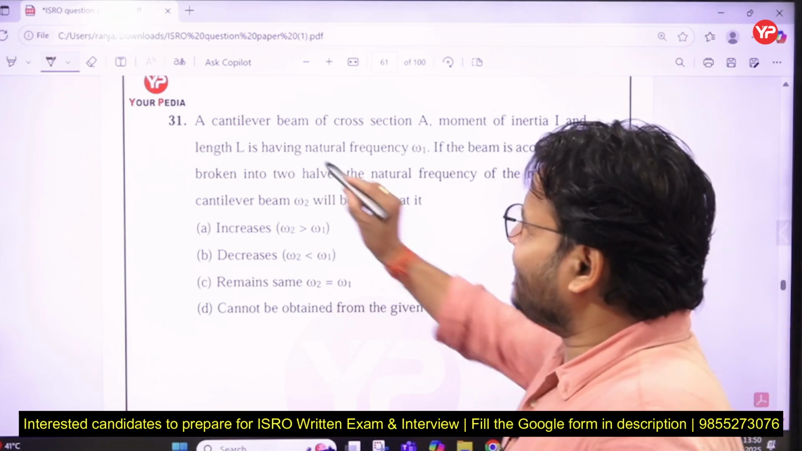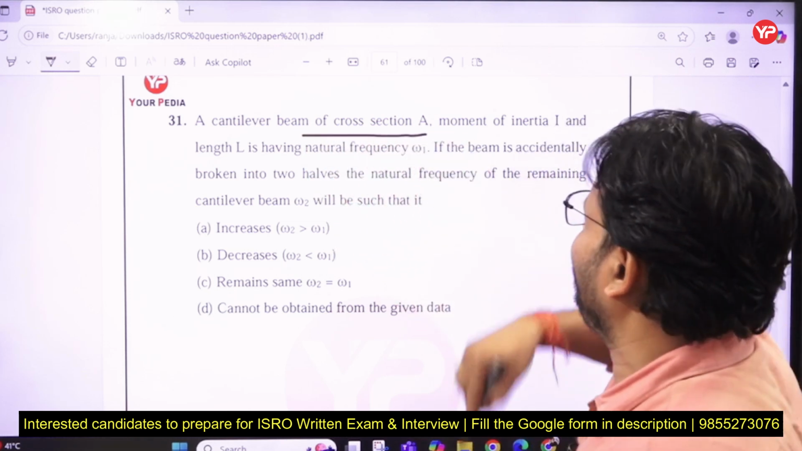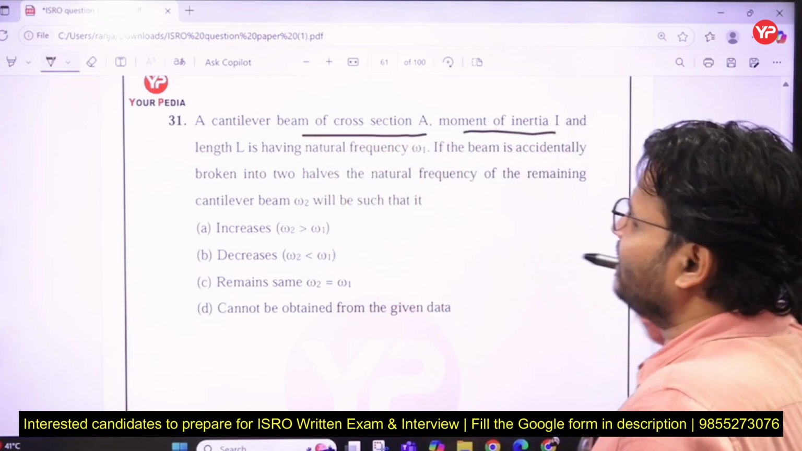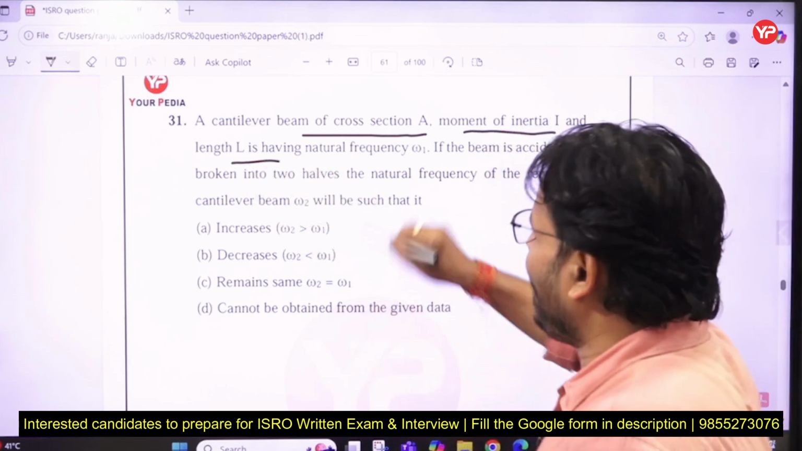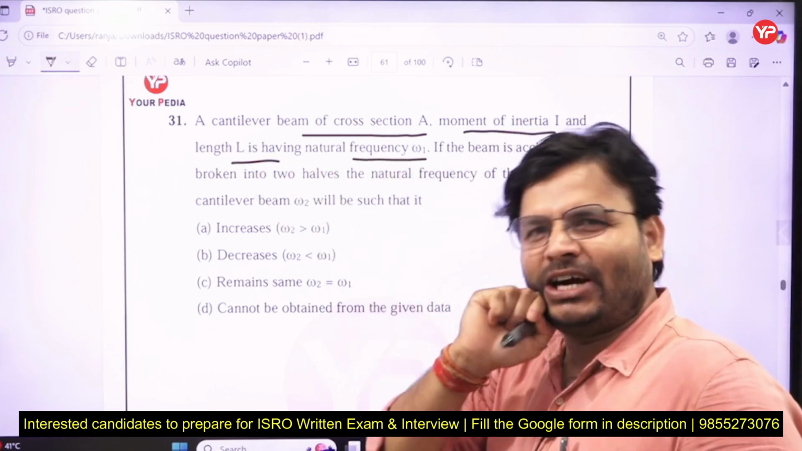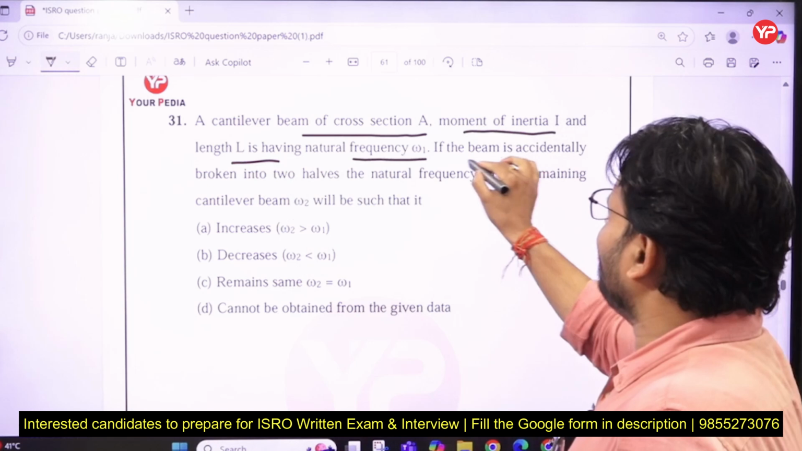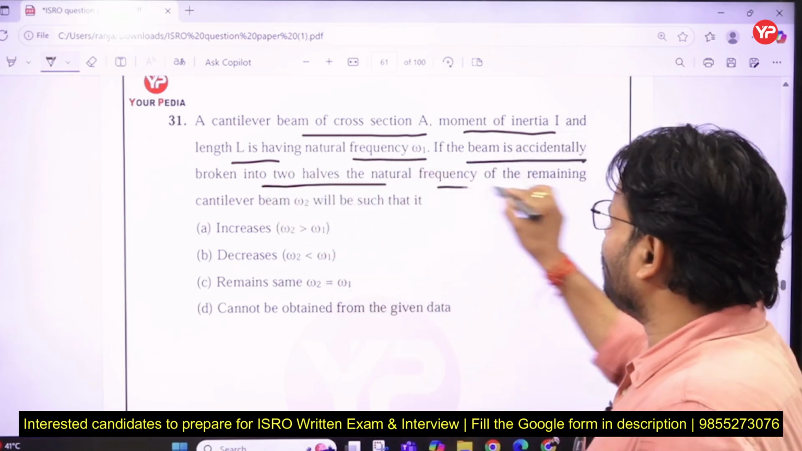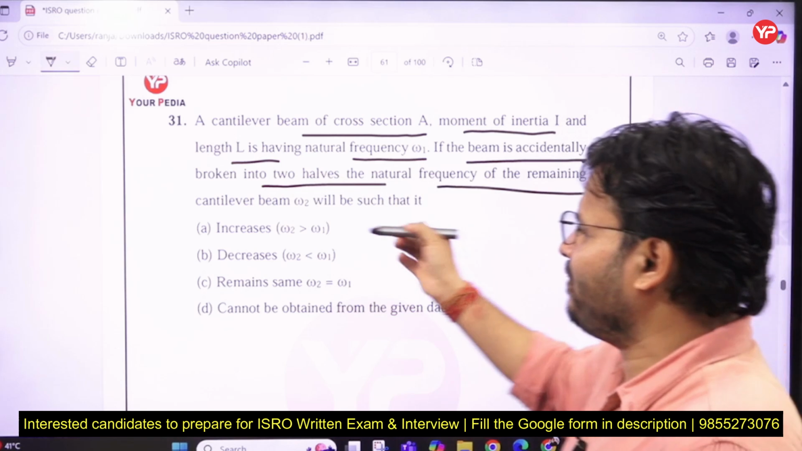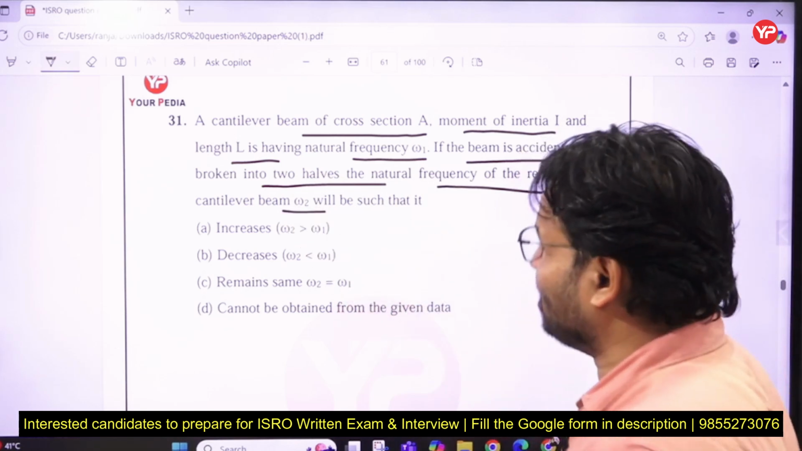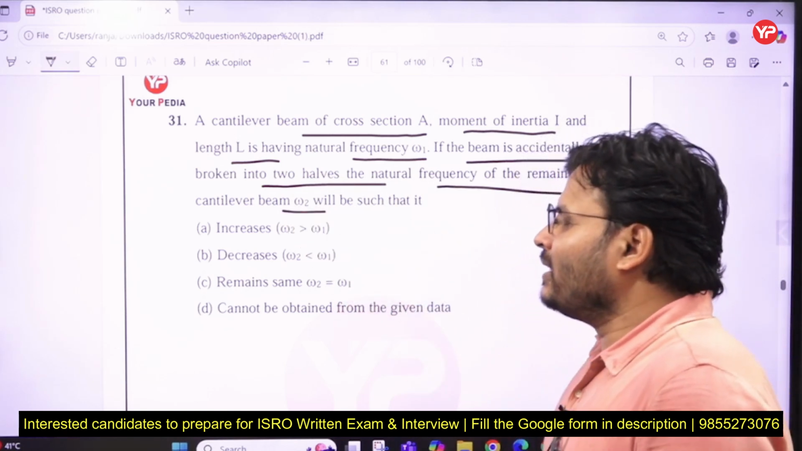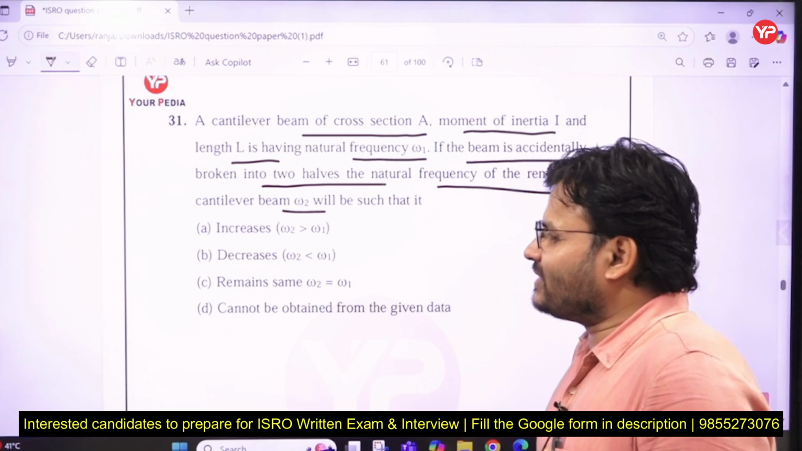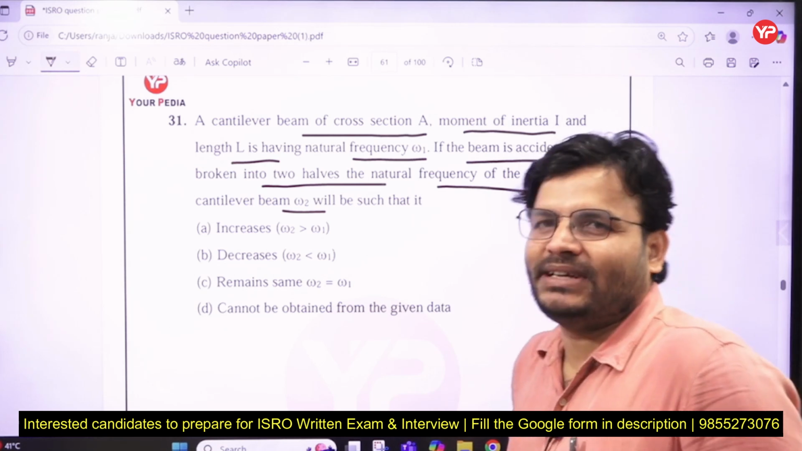The question is that a cantilever beam of cross-section area A, moment of inertia I, and length L, having natural frequency omega 1, is fixed. If the beam is accidentally broken into two halves, the natural frequency of the remaining cantilever beam, omega 2, will be such that: option A, increases; decreases; both have the same; or cannot be obtained from the given data.